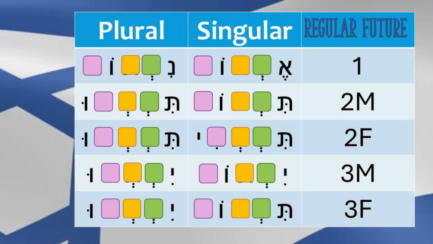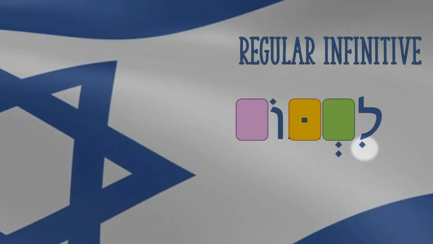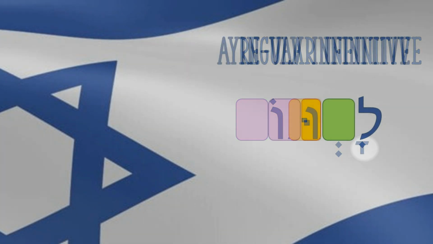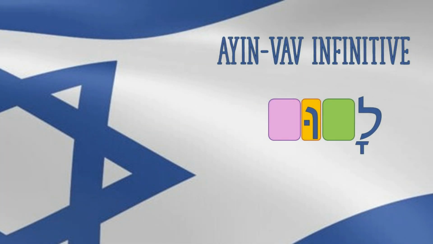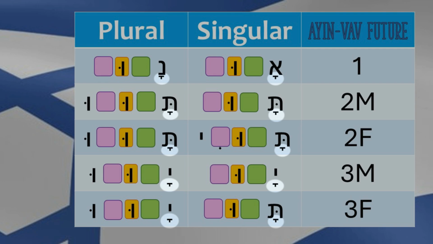Moving on to future tense. And just to remind you, here are the regular future tense templates. And remember, future tense almost always rhymes with the infinitive. And so the personal prefix almost always gets the same vowel as the letter lamed in the infinitive. And that is true for Ayin Vav and Ayin Yod verbs as well. The lamed of the infinitive gets a kamatz, and the prefix of the future tense also gets a kamatz.